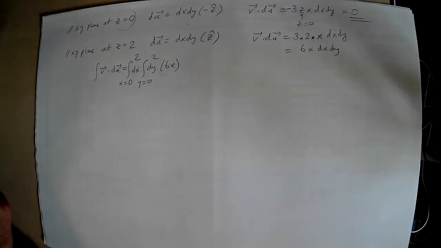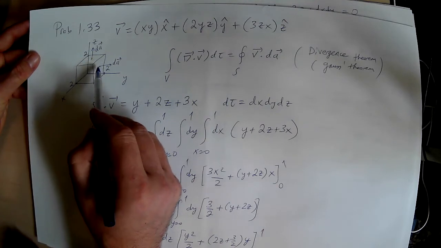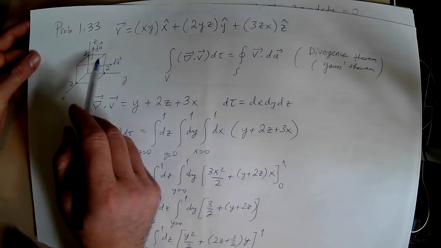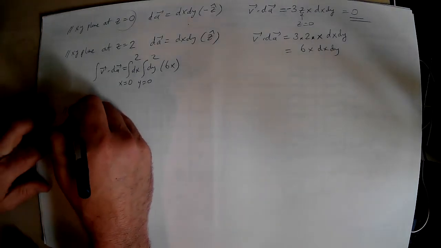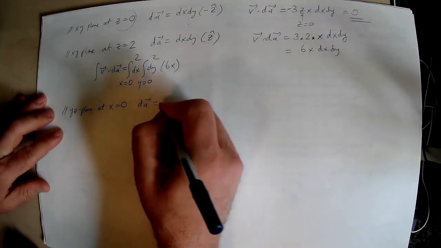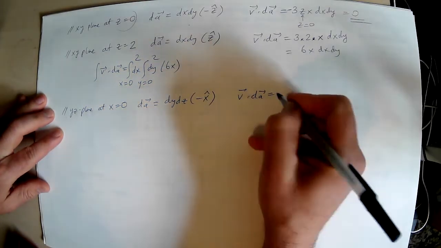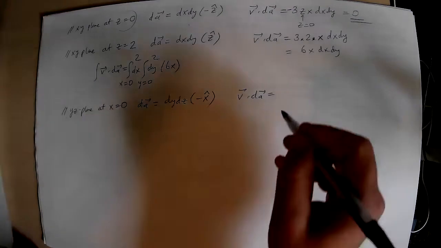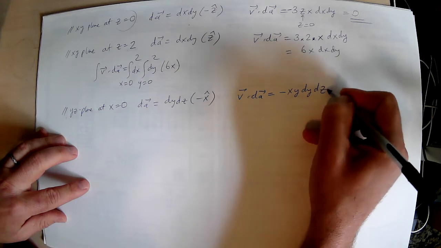So now go to YZ plane. All right. YZ plane. So I can have 2 possible dAs. At x equals 0, it's pointing in the negative direction. At x equals 2, in the positive x direction. So parallel to YZ plane at x equals 0, I have dA, dy dz, negative x hat. So that's going to give me v dot dA equals to. Now, since it's x hat, I just look at the x component. That's xy. So I have minus xy dy dz.